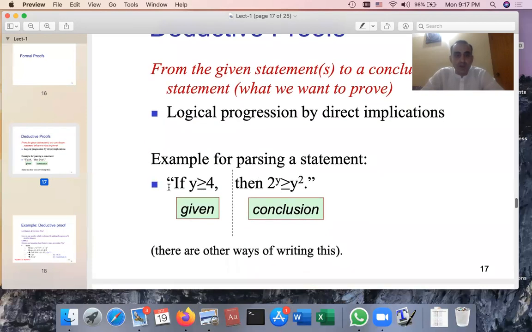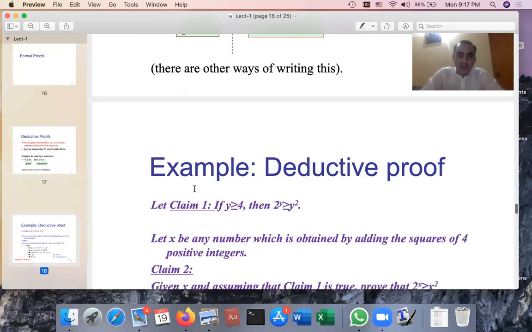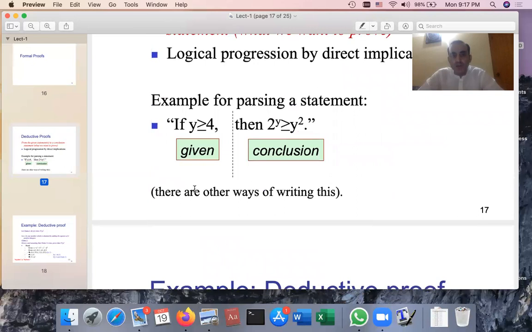For example, if you have a statement like this one, if y is greater than or equal to 4, you can suppose that y is some number or whatever. Some statements will be given to you. Here it is not written, but we will see these things in detail in the next example. But for the moment, you will be given this statement: if y is greater than or equal to 4, then we have to prove 2 raised to the power y is greater than or equal to y square. So this will be given to you, and then you have to prove this conclusive statement that is on your right hand side.